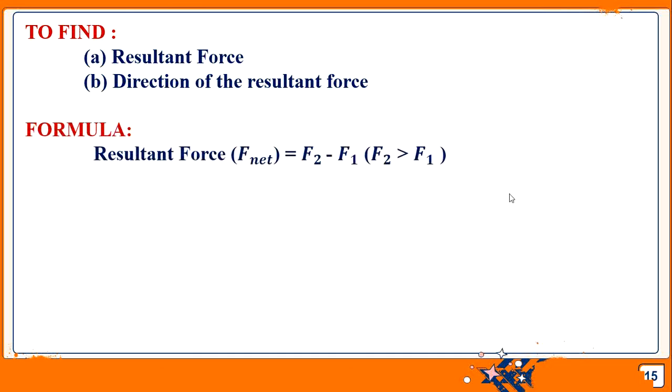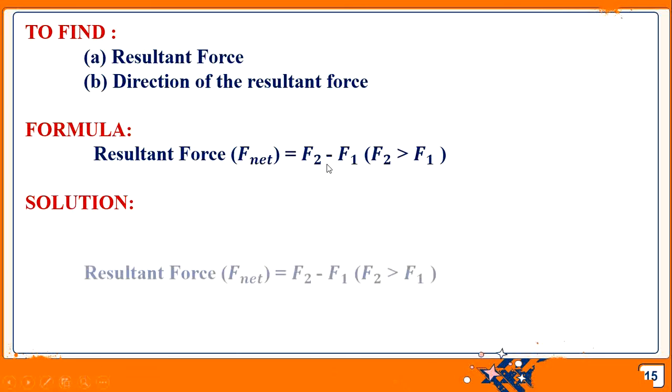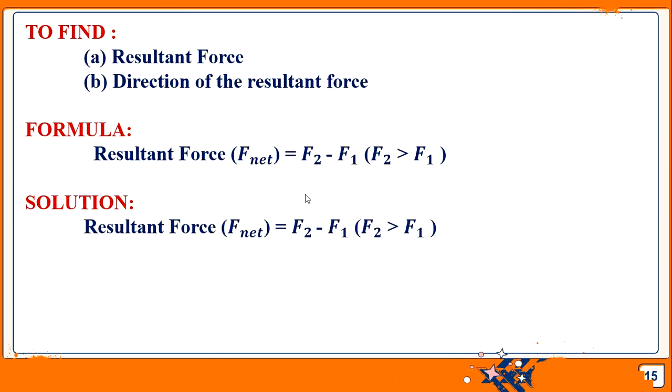So the formula to find out the resultant force is F2 minus F1, that is, F2 is greater than F1. Suppose if F2 is greater than F1, we have to write the formula F2 minus F1. If F1 is greater than F2, then we have to write it as F1 minus F2. Now in this problem, F2 is greater, so we have to write it as F2 minus F1. So resultant force is equal to F2 minus F1, that is 15 Newton minus 5 Newton gives us 10 Newton.